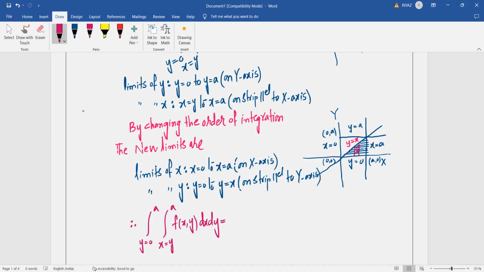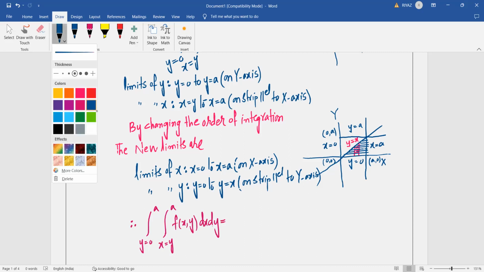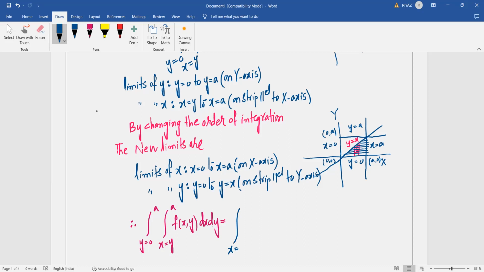Now by change of order of integration we got the new limits, so we should write our question in terms of the new limits. That is x is equal to 0 to a, and then y is equal to lower limit 0 to upper limit y is equal to x. The value will be the same, f of x comma y. The order changes to dy and then dx. This is the end of this problem.